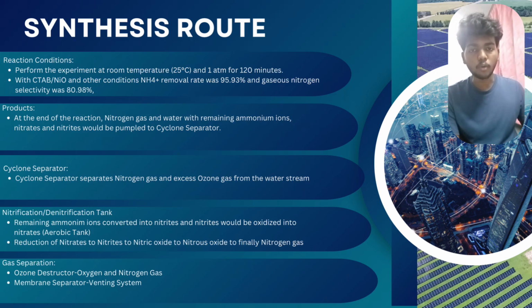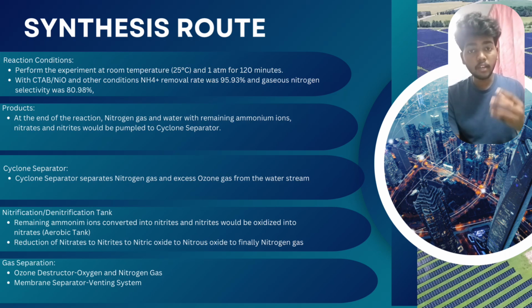would be pumped to a cyclone separator. The cyclone separator would separate nitrogen gas and ozone gas from the water stream, and then the water stream would pass through a denitrification tank. Remaining ammonium ions would be converted into nitrites, and nitrites would be oxidized into nitrates in the nitrification tank, also known as the aerobic tank.